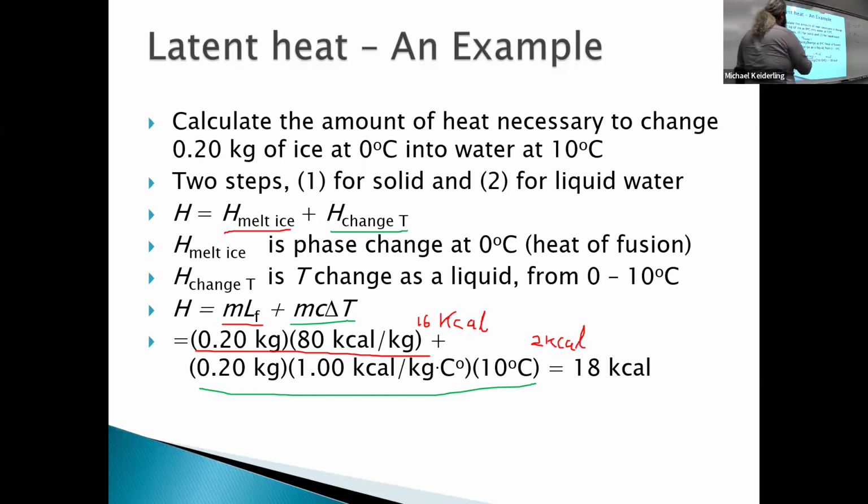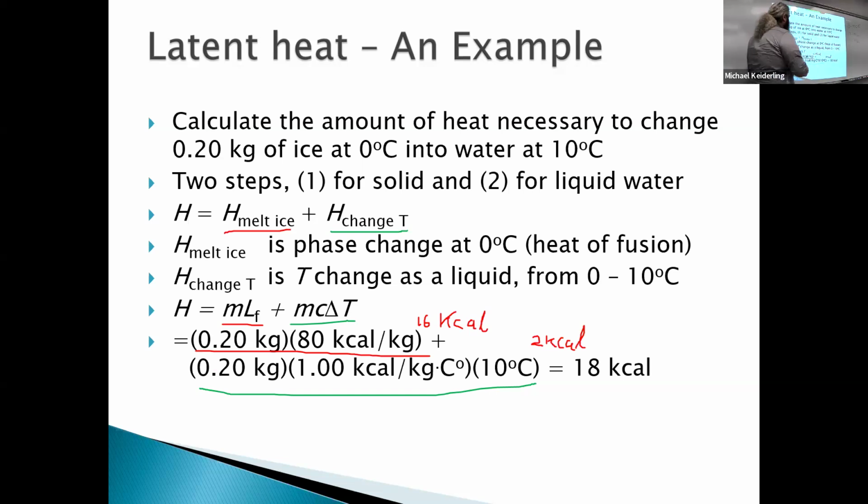So to melt the ice is a phase change at 0 degrees Celsius, the heat of fusion. To change the temperature is a temperature change as a liquid from 0 to 10 degrees Celsius. So 0.2 kilograms times 80 kilocalories per kilogram, that's the heat. So the heat is going to be the mass times the latent heat of fusion plus the mass times the heat capacity of water times the change in temperature.